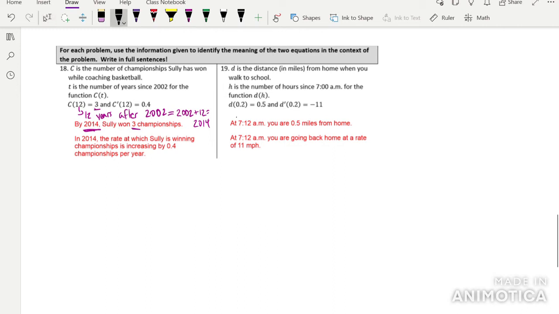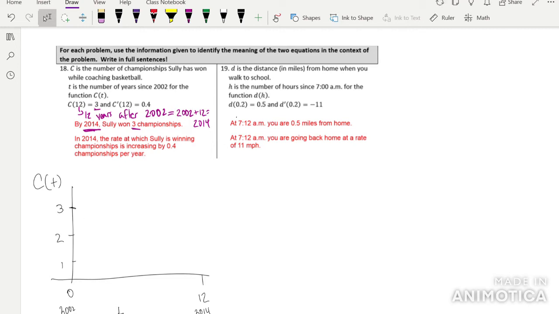So if we think about the graph C of t for a second, I'm just going to show us the positive side, but basically 0 for t is over here, 12 is over here. Really, this is 2002, this is 2014. They just didn't want to use big numbers. And then we have 3, 2, 1. So maybe this is a graph that represents some sort of predictive function for how Sully has been doing. So it doesn't make sense for it to be going down, but maybe it's not really a straight line. So maybe it's something like this.